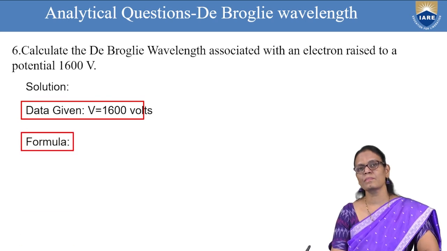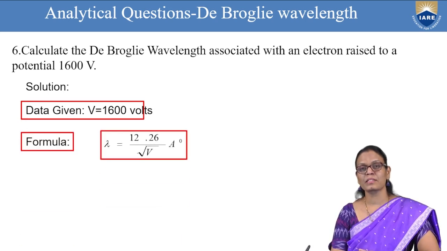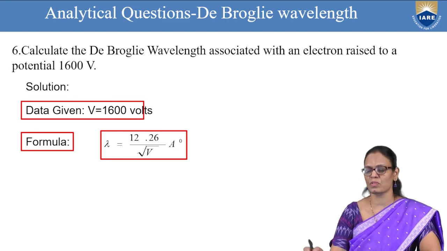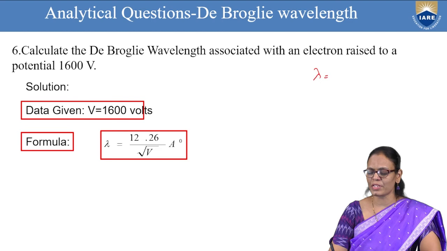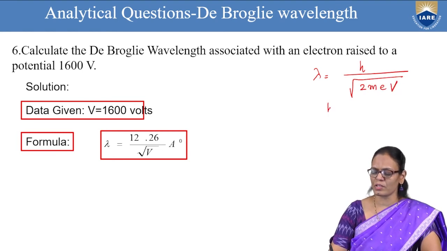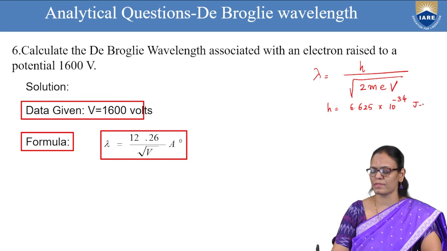Say V is given. Lambda is equal to 12.26 upon under root V. We can use this formula also directly, because when I'm telling you the formula lambda is equal to h upon under root 2 meV, h is a constant, 6.625 into 10 to the power of minus 34 joule seconds. The mass of the electron is constant, 9.1 into 10 power minus 31 kilograms.